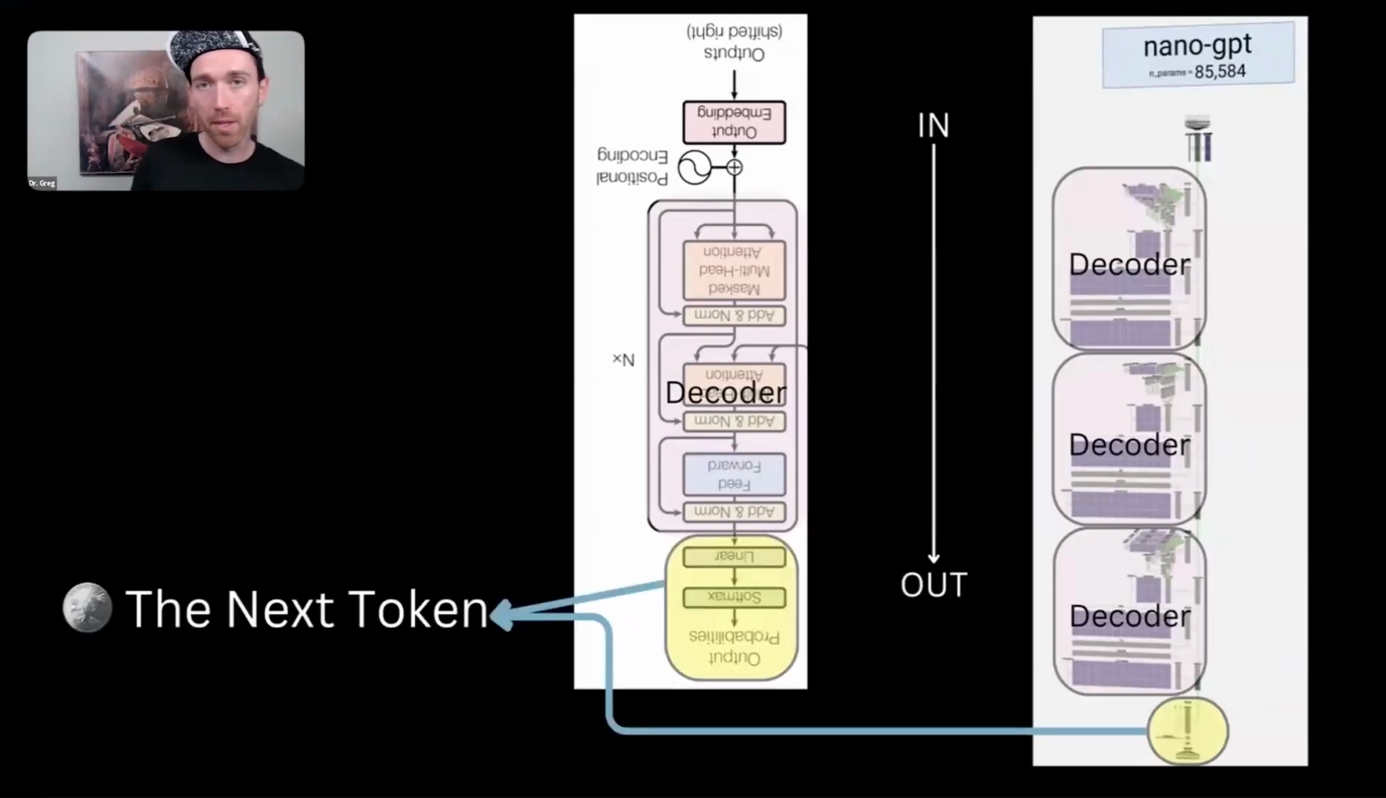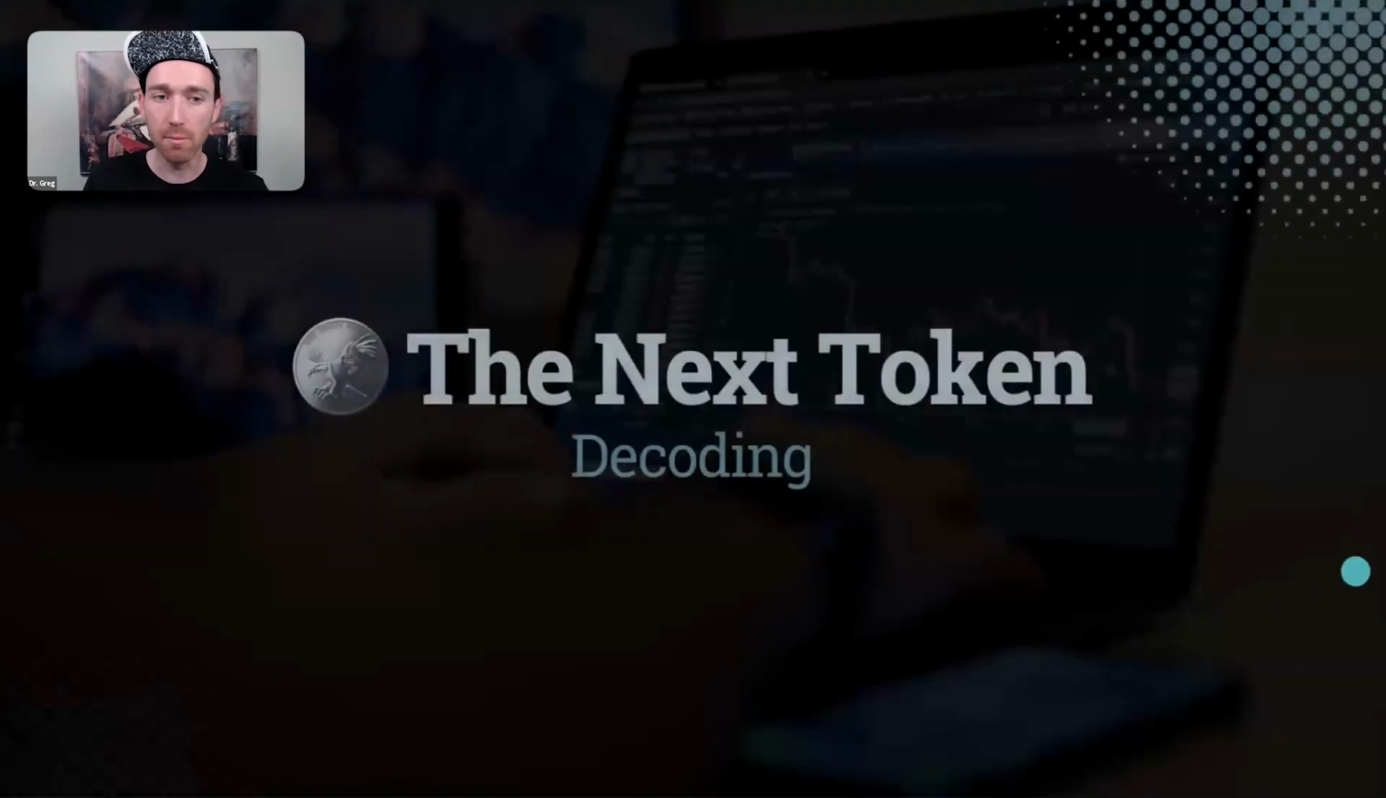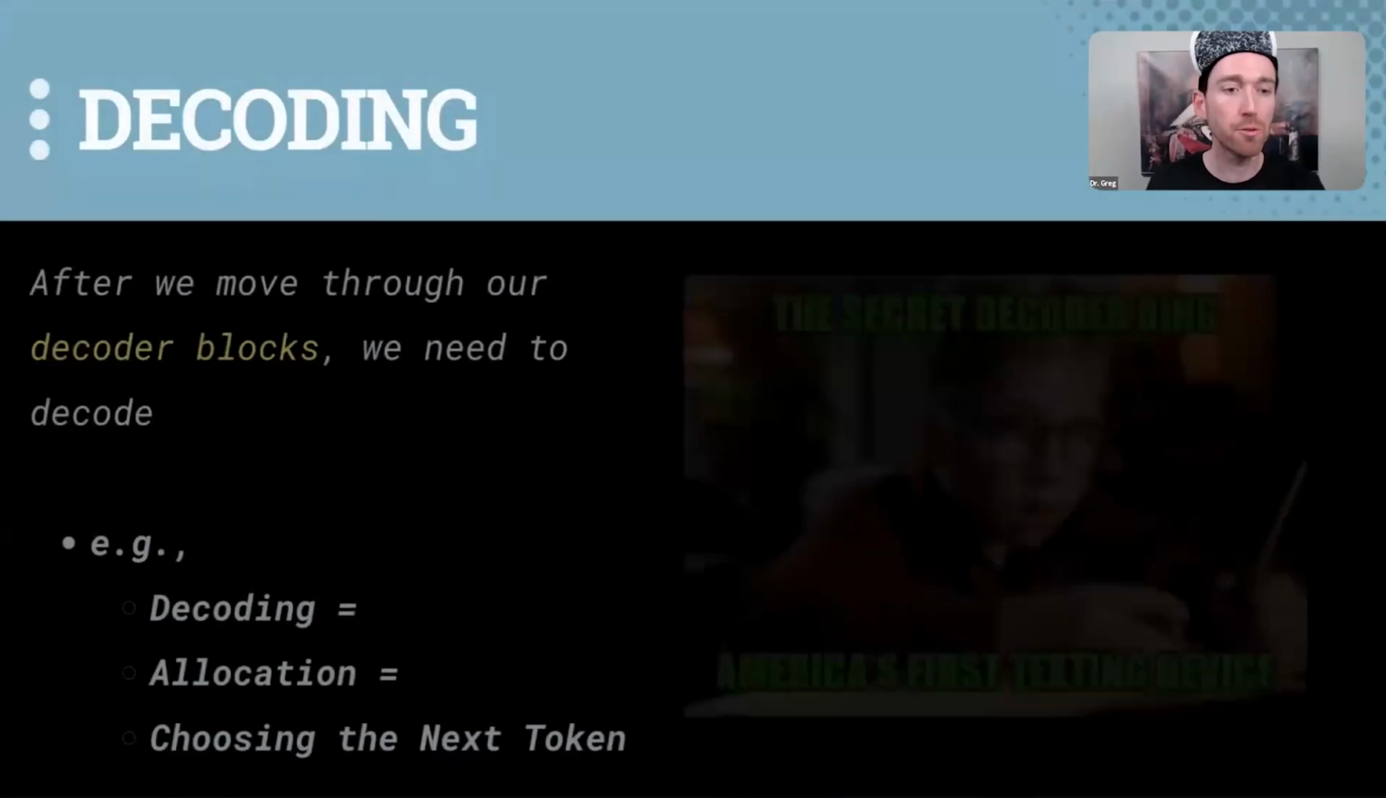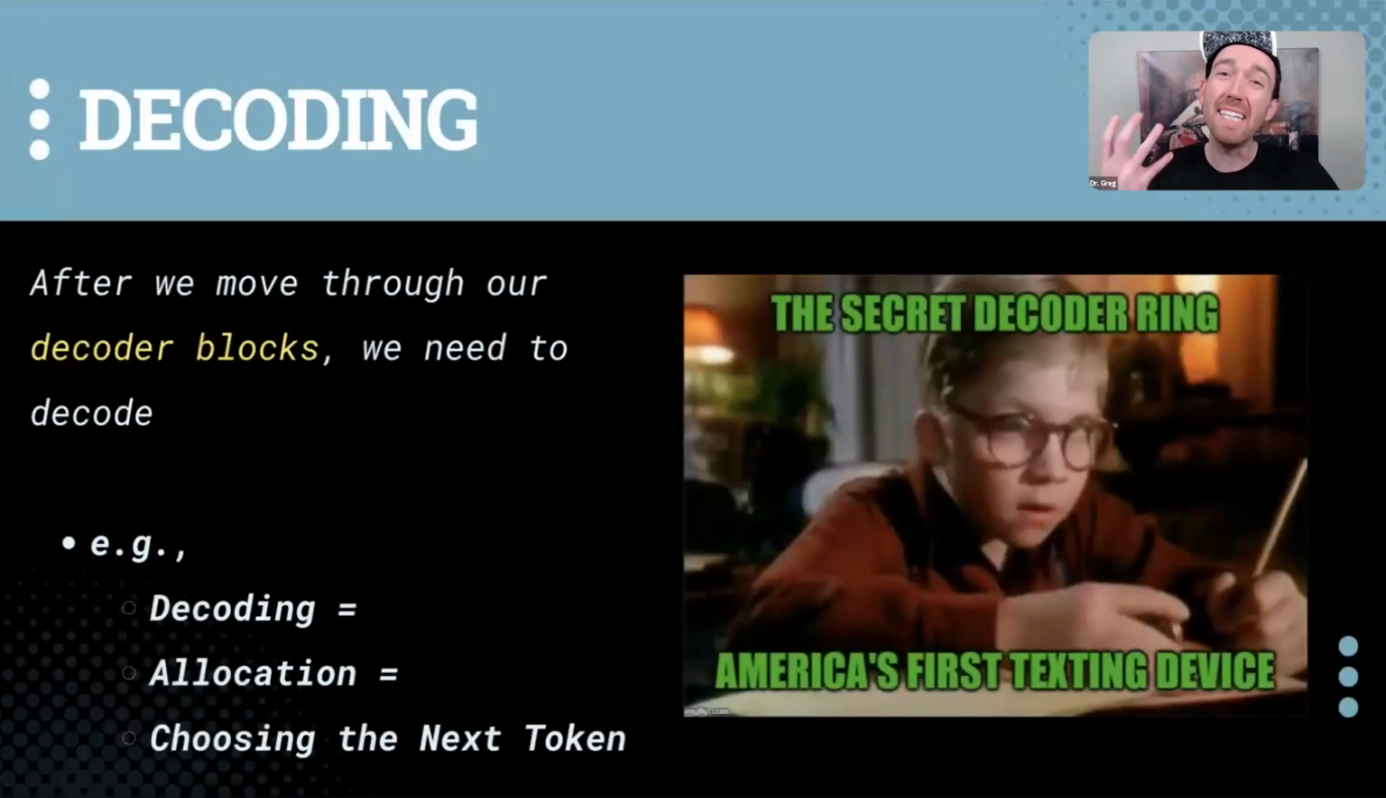Okay, so we want you to leverage this visualization today. We want you to think about each piece of the stack, because if you can really understand each piece of the stack, it's going to help you in literally everything you do with LLMs later. So let's talk about decoding. After we go through the decoder blocks, we need to decode. So what does this mean?